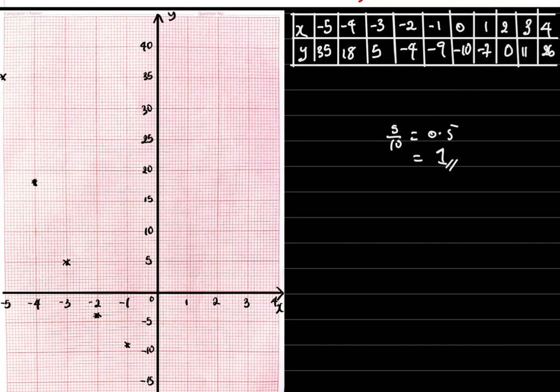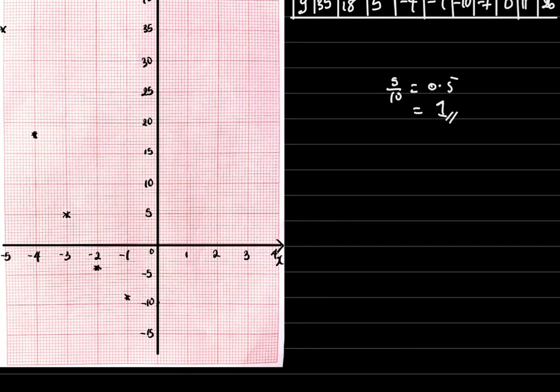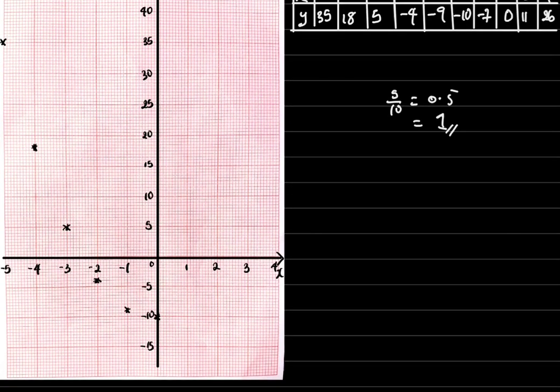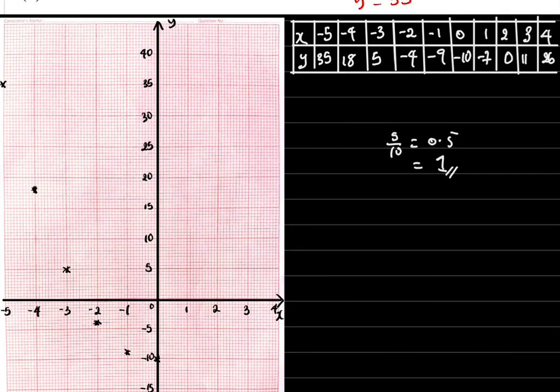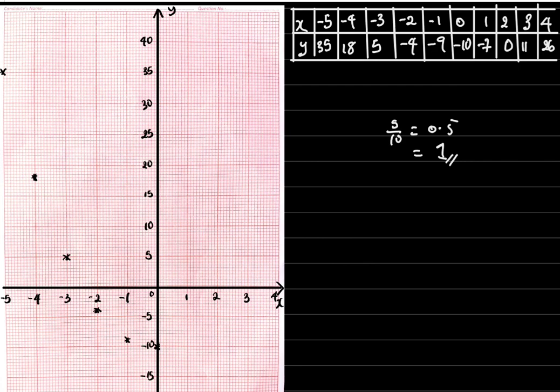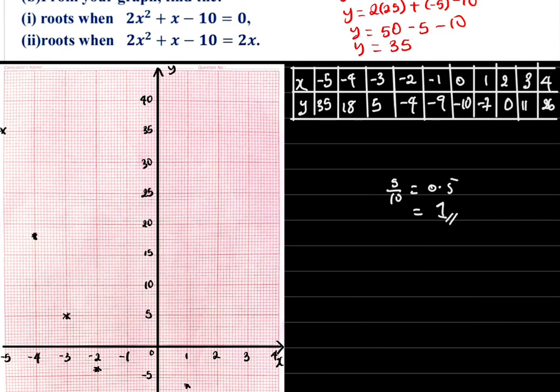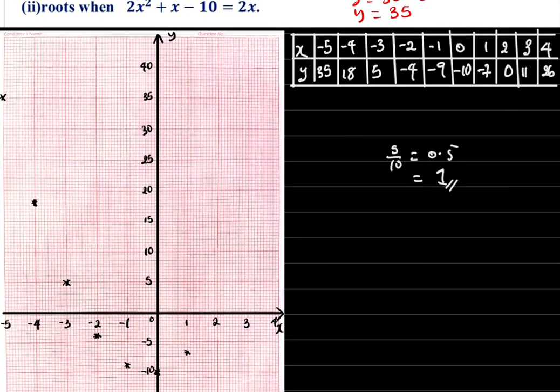Then when it is 0, 0, and okay, good, minus 10. Then when it is 1, we have minus 7. So minus 7 will be somewhere here. This is minus 6. This is minus 7. Okay, that is when it is 1.